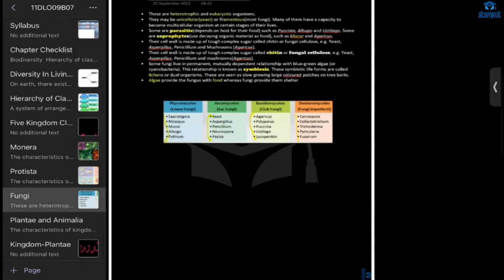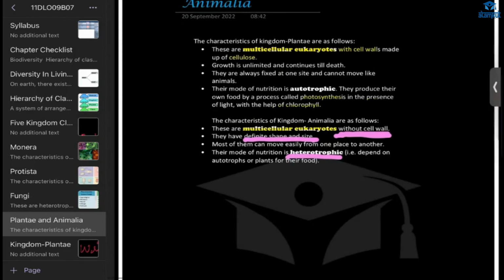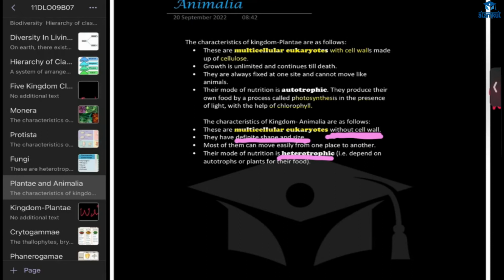Next, Plantae and Animalia. These are also multicellular eukaryotes. The only difference between both is the presence or absence of a cell wall, right? In plants, the cell wall will be present. In the animals, the cell wall will not be present.